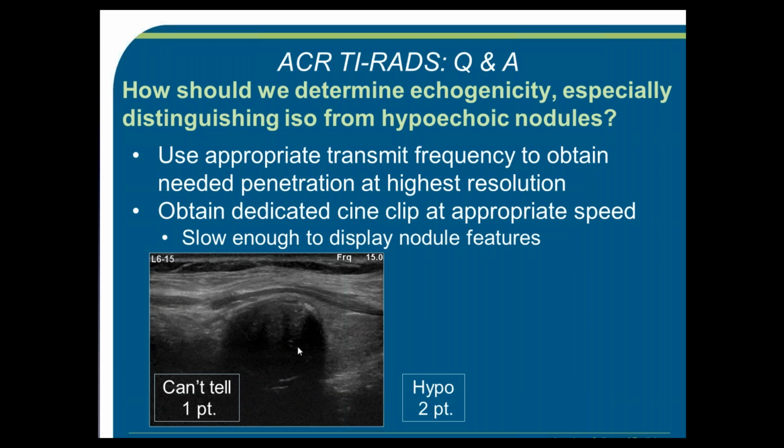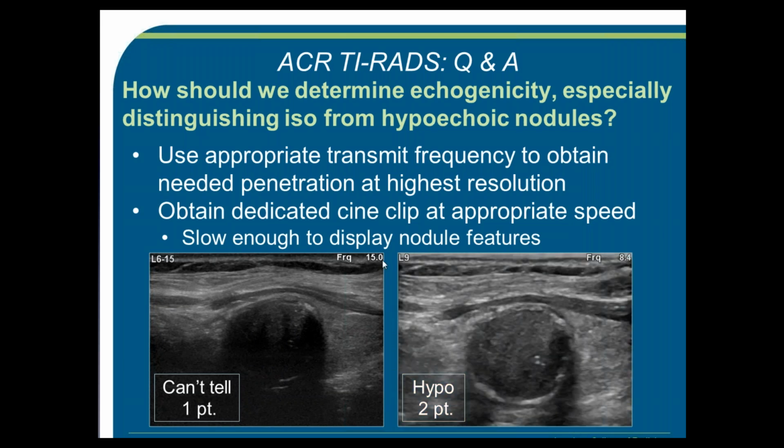assign 1 point. But when you switch your probes from a higher frequency probe operating at 15 megahertz to a lower frequency probe operating at 8.4 megahertz, you can see that the penetration is improved. You can see the internal characteristics of that nodule. It's hypoechoic, so it gets 2 points instead of 1. And in fact, you see a few little PEFs here as well. So it would get an additional 3 points. So optimization of the image is very important, especially to the sonographers out there.